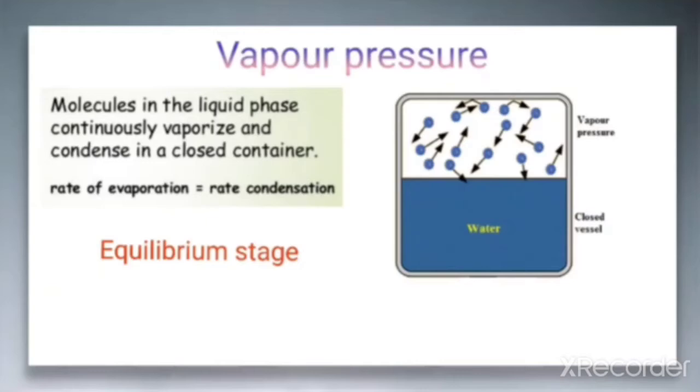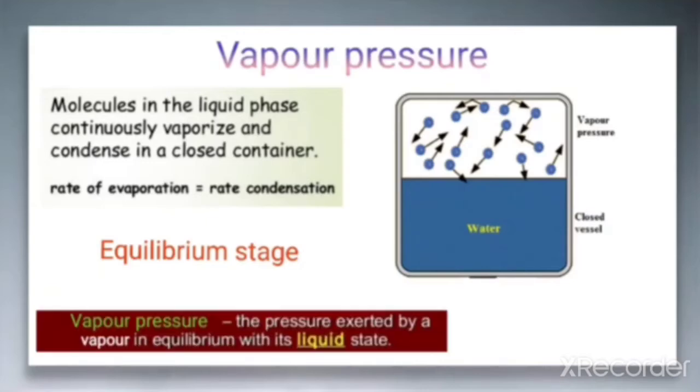Now how can we define the vapor pressure here? The vapor pressure is the pressure exerted by the vapor in equilibrium with its liquid state. The vapors which are developed will start to collide with each other and with the container. So it exerts a pressure, that is called vapor pressure.